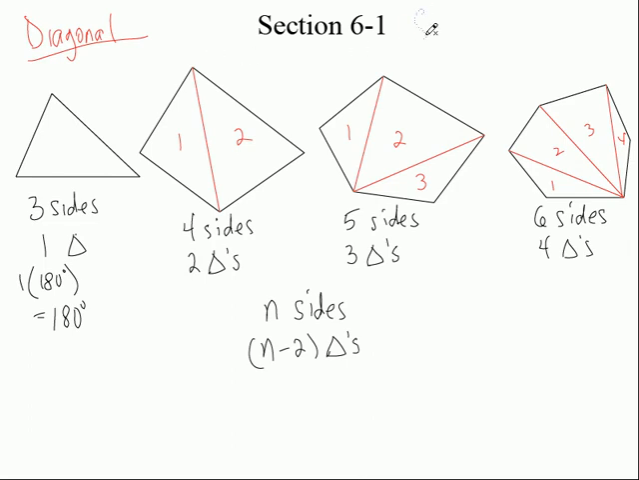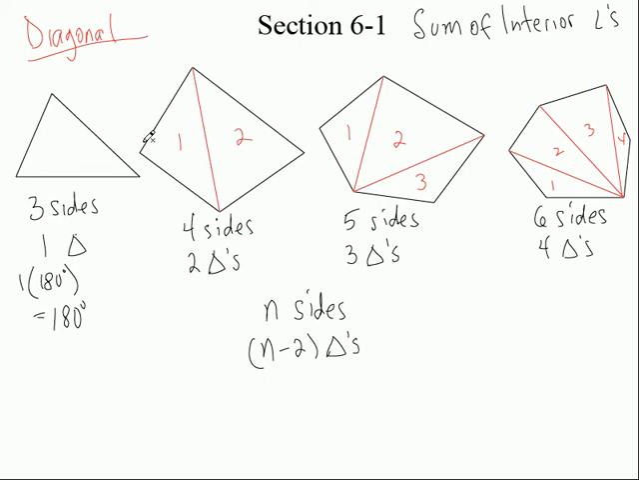This is what we're trying to do. We're trying to find the sum of these angles. We call them the interior angles. So the sum of the interior angles of a polygon. That's what we're finding. That means we're adding up all the angles and seeing what they add up to be.